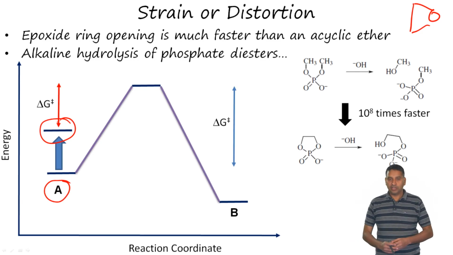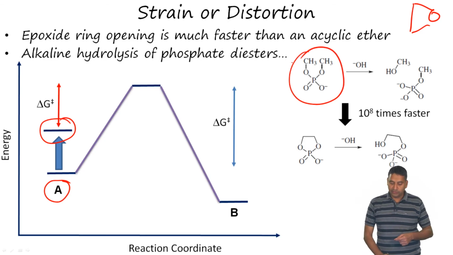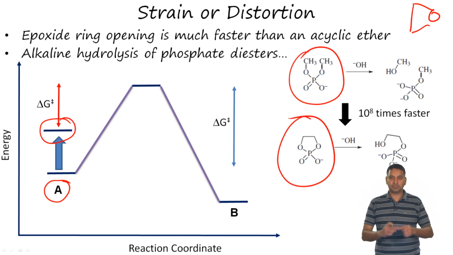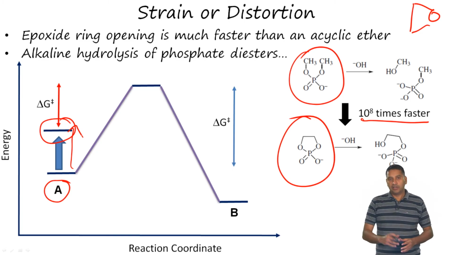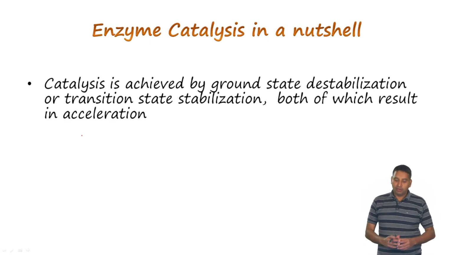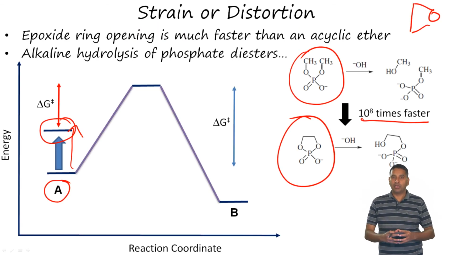To look at another example from a biological context, alkaline hydrolysis of phosphate diesters is significantly faster when you restrict it into a cyclic system, and the rate acceleration is about 10 power 8. This suggests that once you increase the energy of the ground state, it can result in a dramatic acceleration. So, what does an enzyme do? An enzyme creates a situation wherein you can have strain or distortion that increases the rate of the reaction.